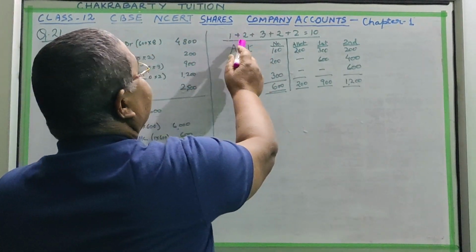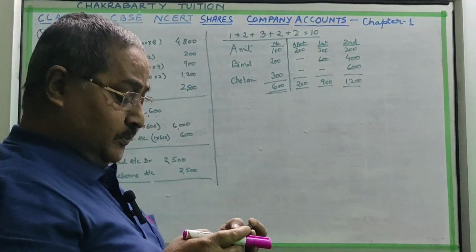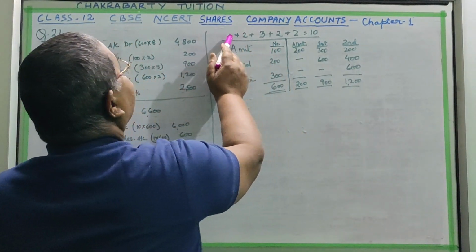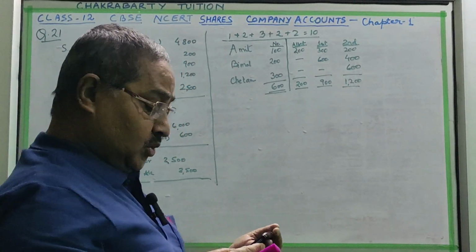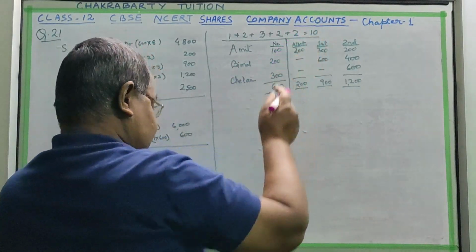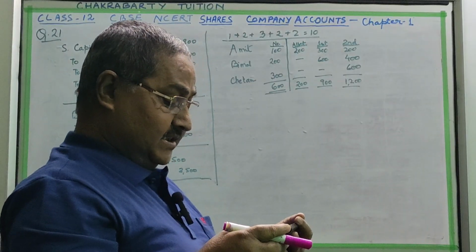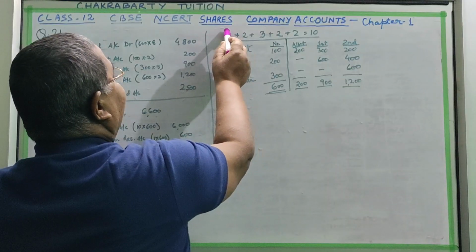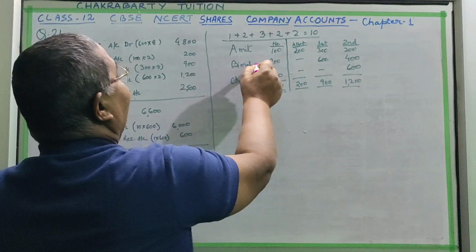Amit holds shares of 10 rupees each, on which he has paid rupees 1 per share as application money. Bimal holds 200 shares of 10 each, on which he has paid rupees 1 and rupees 2 per share as application and allotment money. It means he has paid rupees 1 as application money and 2 as allotment money.